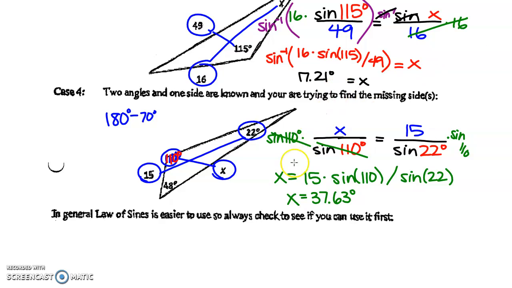In general, you can kind of see that law of sines might be easier if you understand ratios and proportions a lot more. So I would always probably try to see if that's something you can use first. And that is the end of law of sines and cosines.